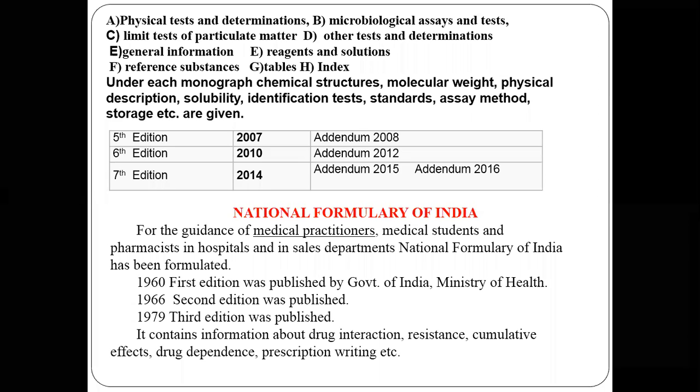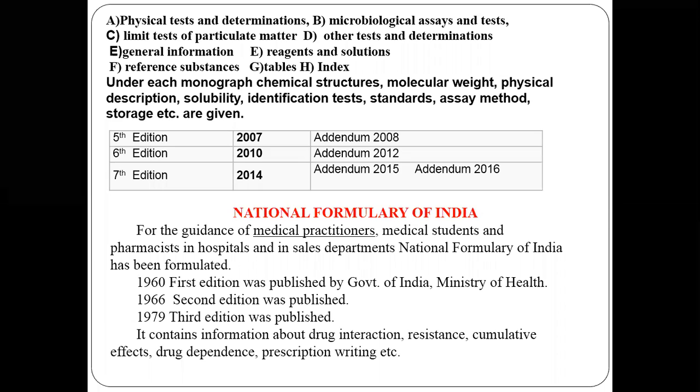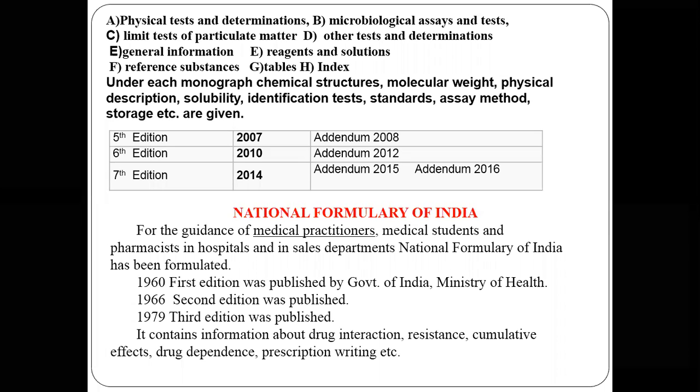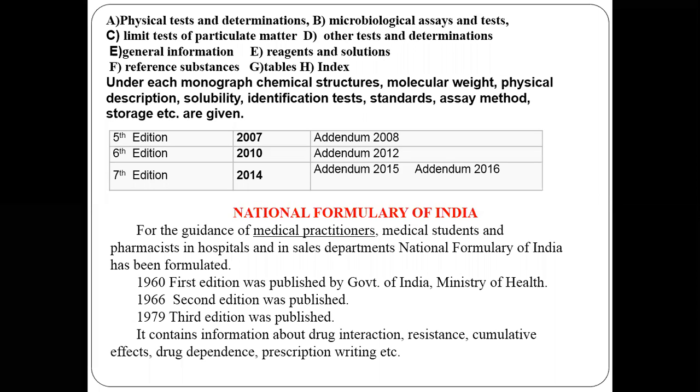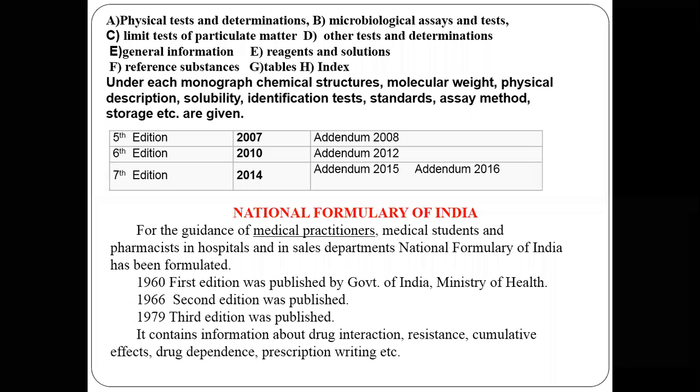So nowadays, every hospital used to develop its own formulary. This is the Indian national formulary, but every hospital which is very big, for example Apollo Hospital, has a very big branch. So they used to prepare their own formulary and use it as a standard book for the treatment.